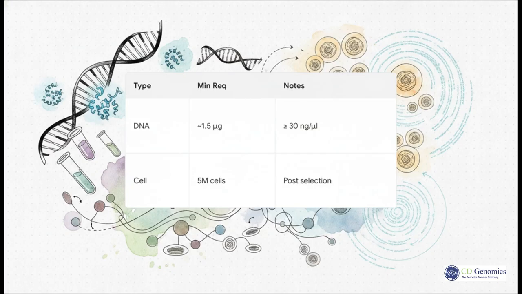If you're submitting a DNA sample post-selection, you literally only need about 1.5 micrograms, with a concentration of at least 30 nanograms per microliter. Or, if you're working with cell samples, a baseline of just 5 million cells is all it takes to kick off the entire deep sequencing and analysis pipeline. It's concrete, it's accessible, and it is totally ready for your lab's next big push.